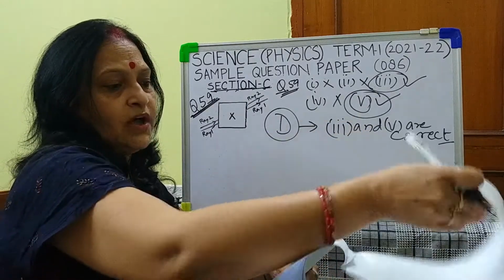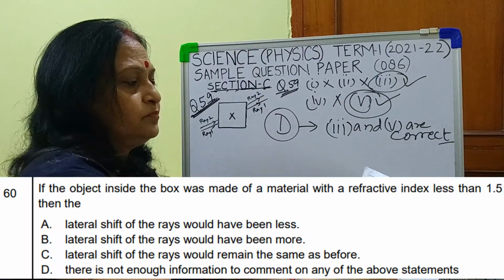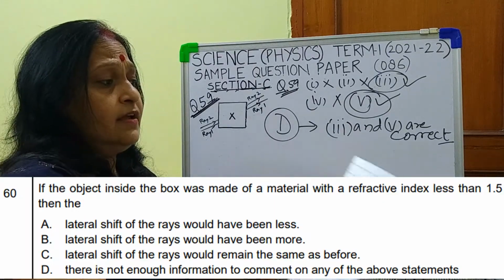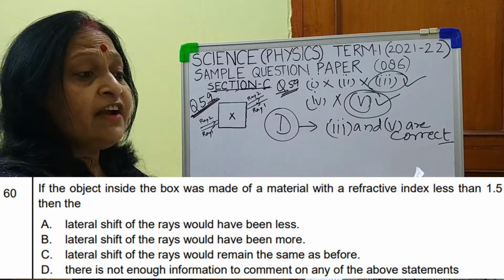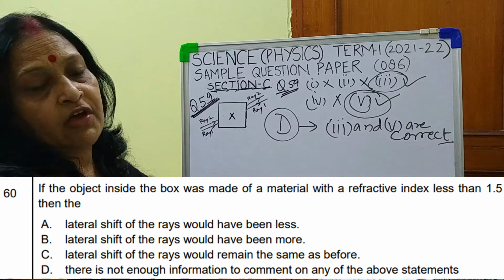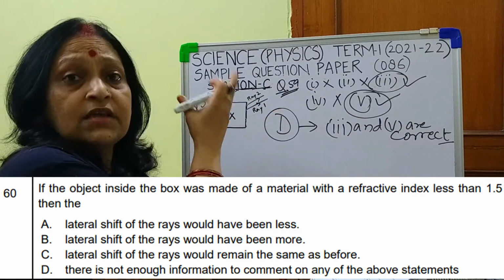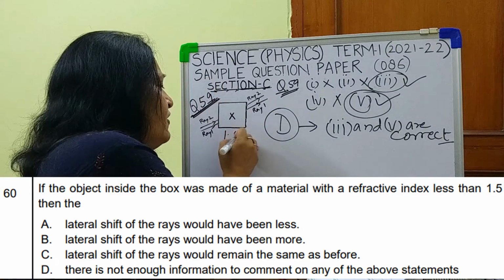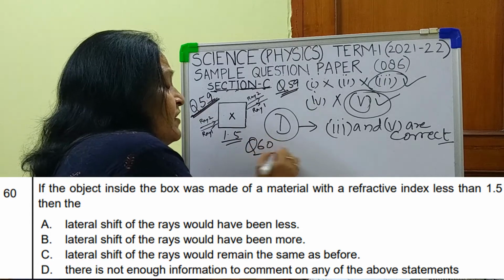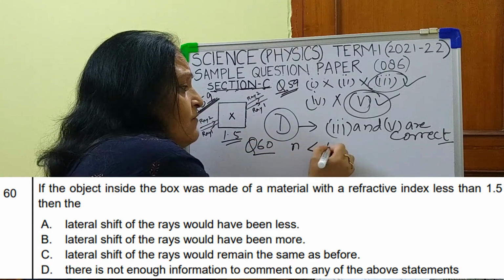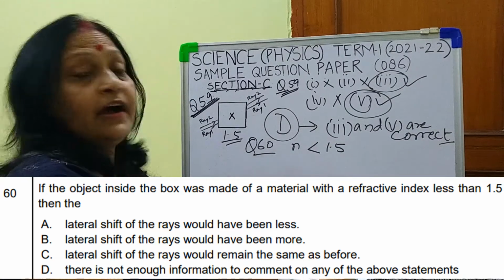Now the last one, question number 60. Of the same case, if the object inside the box was made of a material with a refractive index less than 1.5. Earlier it was written that the refractive index of the box kept here is 1.5. Now it is given in question number 60 that the refractive index is less than 1.5. Then what will be the correct answer?